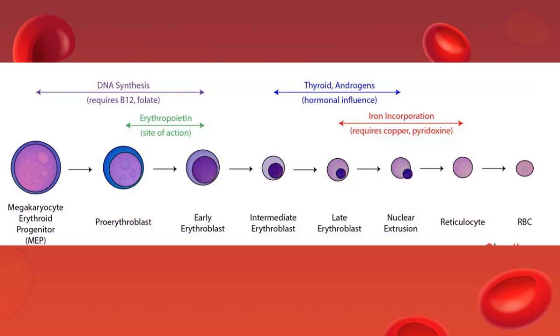Okay, so our erythropoiesis start from your megakaryocyte erythroid progenitor. Okay, that will then turn into proerythroblast, early erythroblast, intermediate erythroblast, ayan, and then so on hanggang sa maging RBC siya. Okay, so iron incorporation, okay, starts from the late erythroblast up to the reticulocyte.